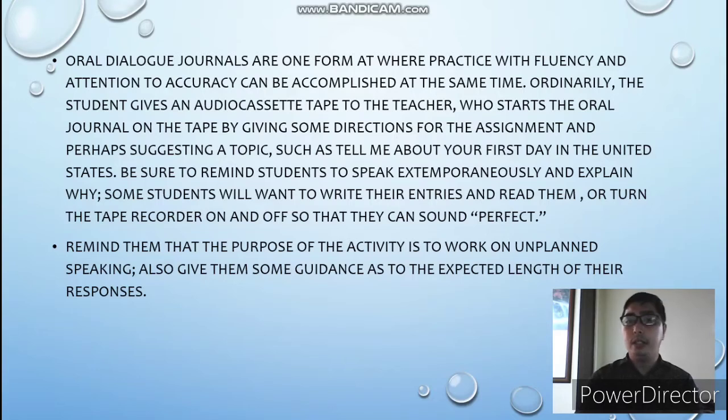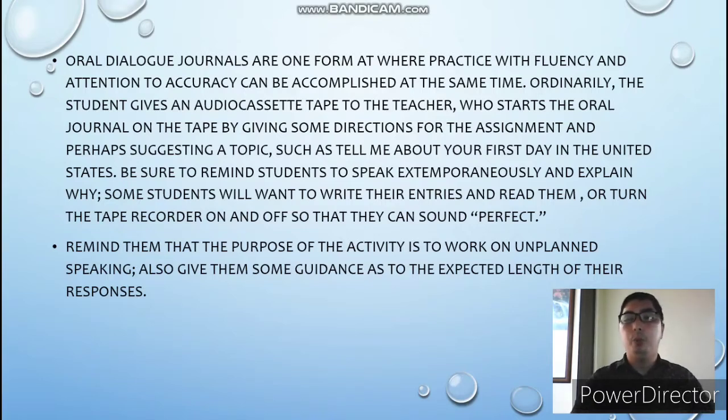to record. The teacher starts the oral journal on the tape by giving some directions for the assignment and perhaps suggesting a topic. Teachers can suggest topics such as tell me about your first day in the United States, or tell me about your first day in the class or in a certain place in the country. Be sure to remind students to speak extemporaneously, so they don't have to write whatever it is that they would be delivering. They would just express themselves freely, extemporaneously, and explain why.